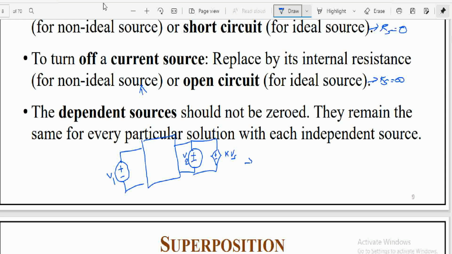So while applying superposition theorem, you have to consider only one source at a time. In step 1, replace V2, so consider V1. By considering V1, what happens? V2 gets shorted, and we should not make this dependent source 0. We have to consider it as the same, that is K into Vs. So there is no effect on these dependent sources. Remember this one. Similarly for current dependent sources also. So that is your third point.